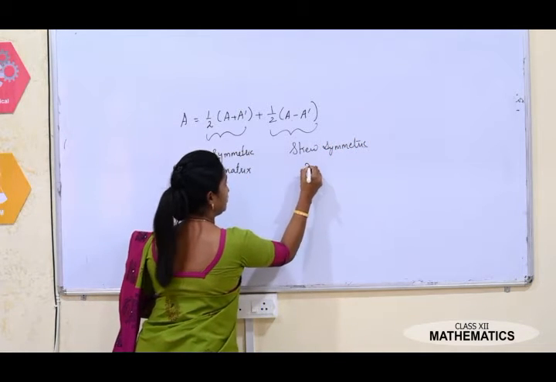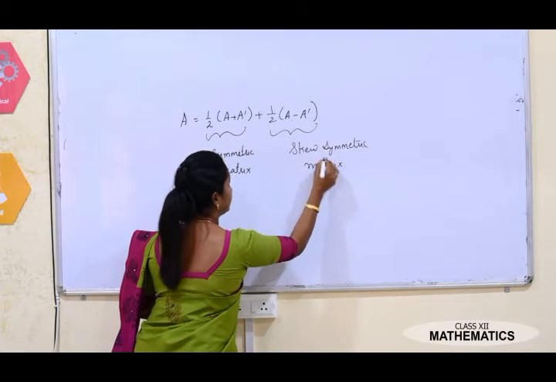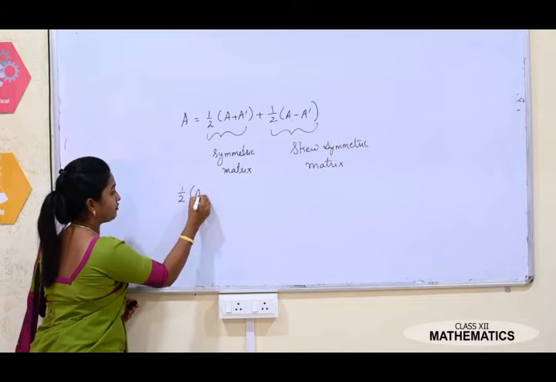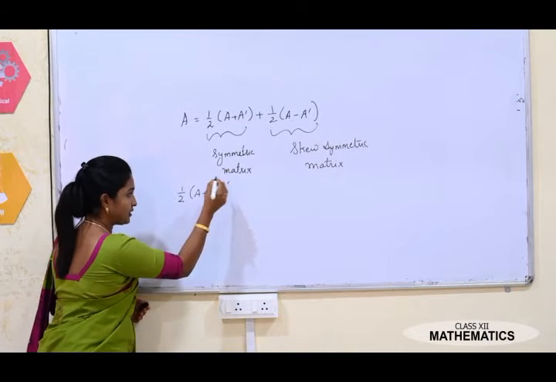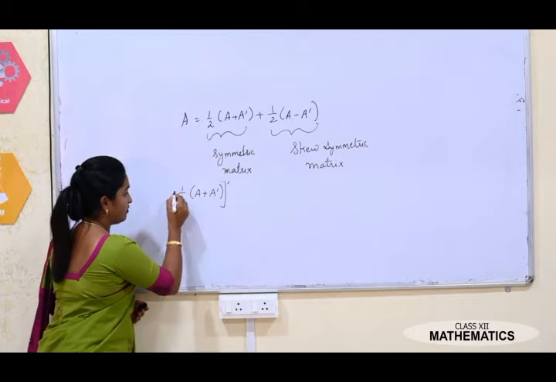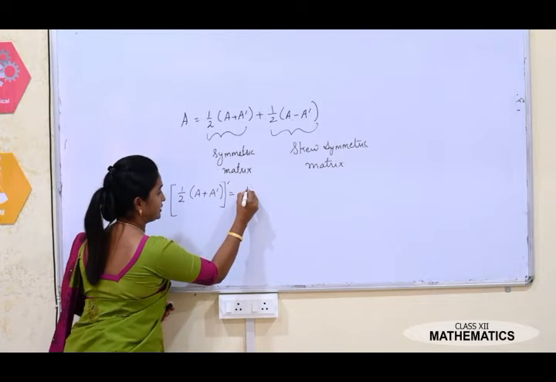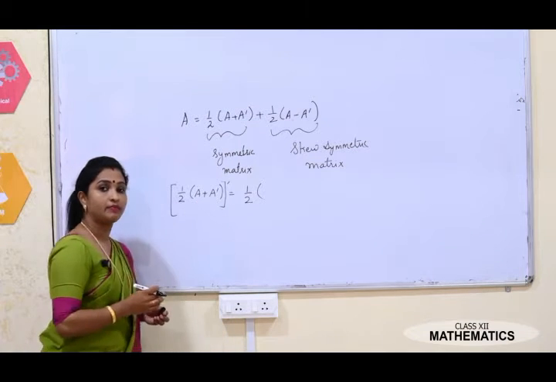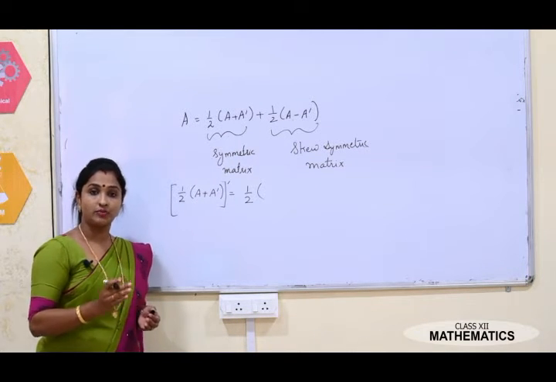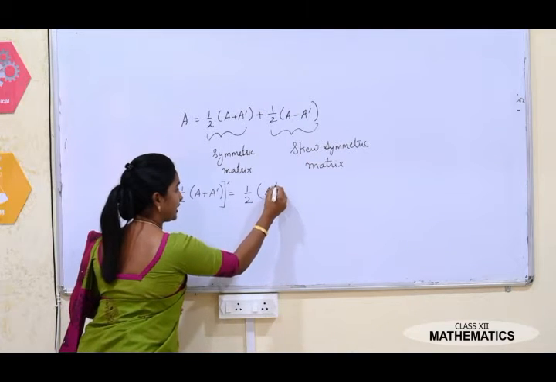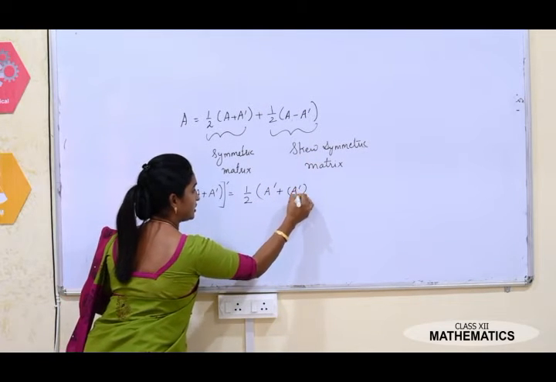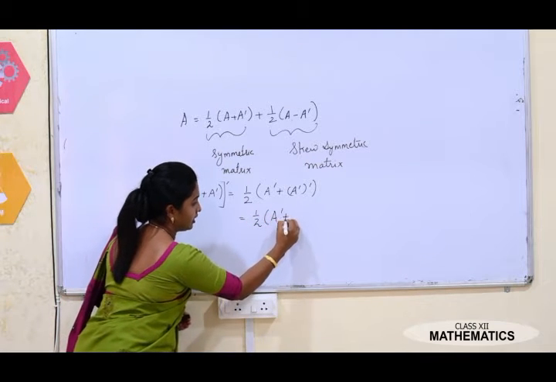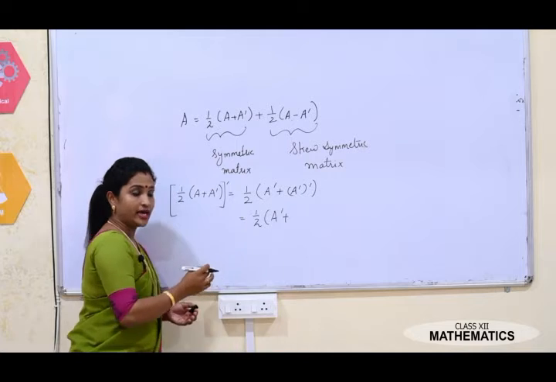Now I'll prove that this matrix is symmetric, okay? How am I going to prove it? Half of A plus A dash, I'll take the transpose of it. When I take the transpose, half you can take out, and apply the property here. What is A plus B the whole dash? It is A dash plus B dash. So you'll get A dash plus A dash the whole dash, that will be equal to half of A dash plus A dash the whole dash. Again apply the property, A dash the whole dash is your A.